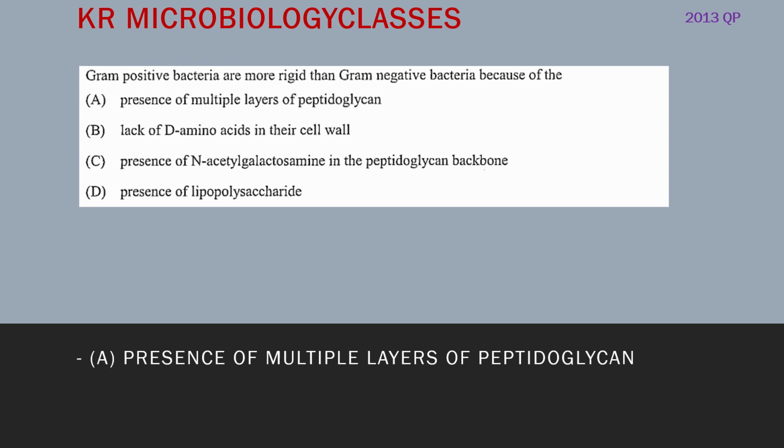Because N-acetyl glucosamine is not alone present in the peptidoglycan backbone, because NAG and NAM both will be there in the peptidoglycan, right? So, presence of N-acetyl glucosamine is not at all the correct answer. And option D, presence of lipopolysaccharides. These lipopolysaccharides are seen in the gram-negative bacteria, right? And lack of D amino acids in their cell wall is also not a correct answer. Option A is the right answer.